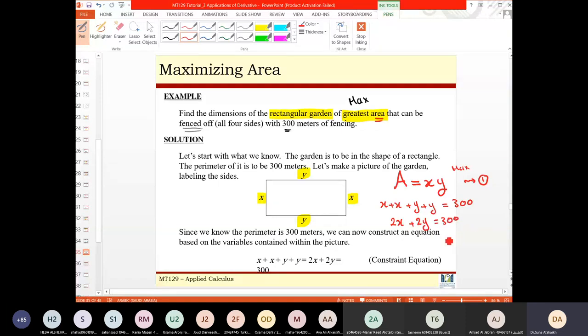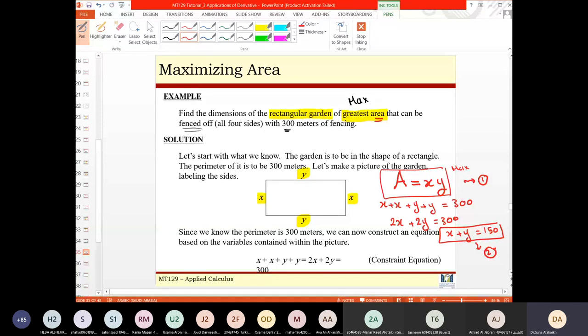I can simplify it by dividing by 2. This means x plus y equal to 150. This will be equation number 2. So now I wrote my 2 equations. I have equation 1 and I have equation 2.